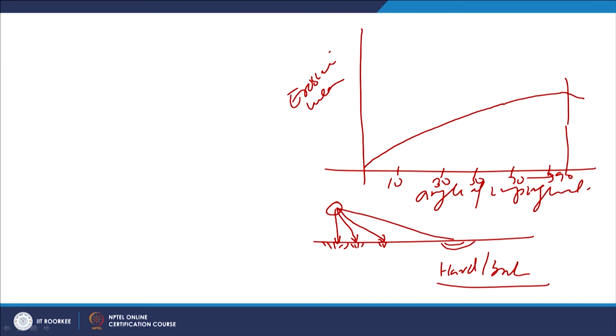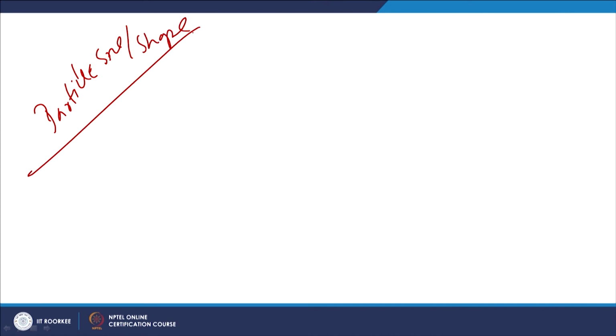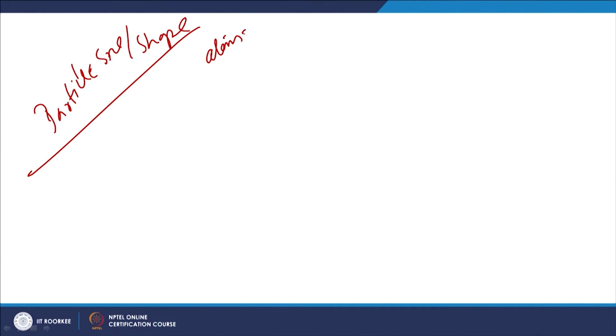So, this is one aspect, and the second aspect is about the particle size and shape. Now, erosion can take place through a very wide range of particles. It may be in the form of atomic size, like say less than 1 micrometer, or 10 micrometer or 50 micrometer. So, they cover a very large size range.